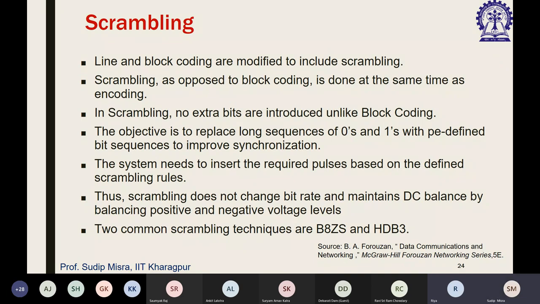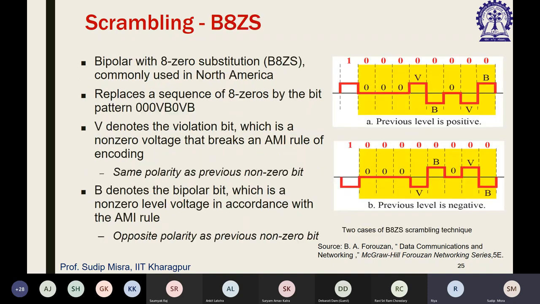So there are two different scrambling techniques that I'm going to highlight. The first one is called B8ZS, and the second one is called HDB3. First, let us look at the B8ZS technique. The full form of B8ZS is bipolar with 8-zero substitution.